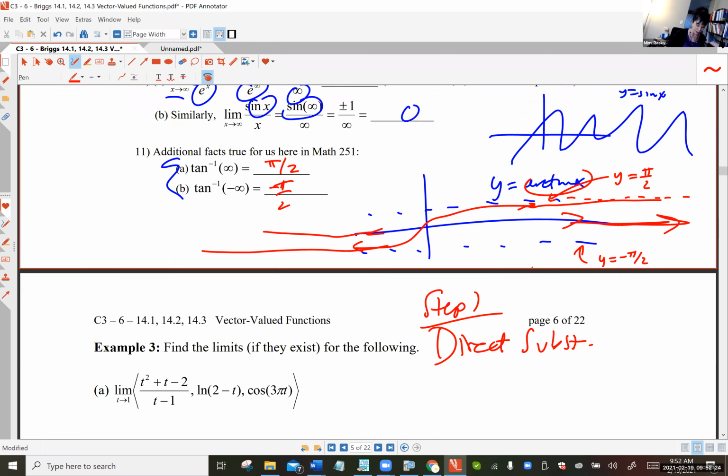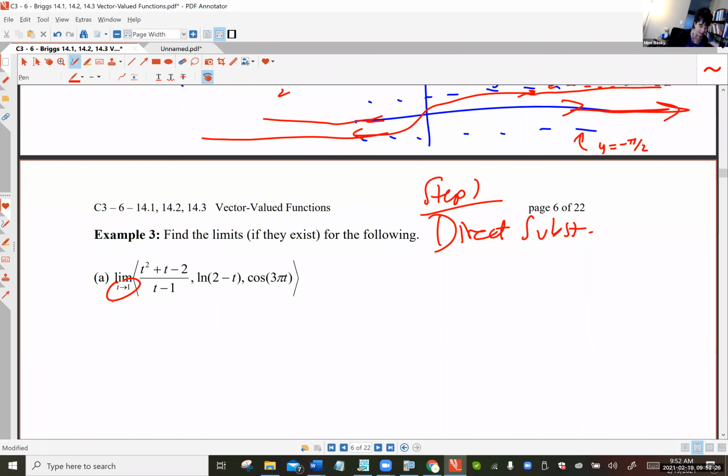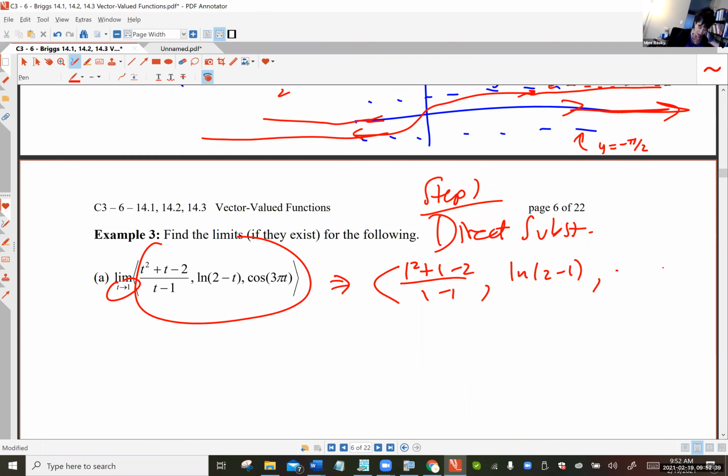Okay, so what do I mean by direct substitution? Here they're saying t approaches 1, and here's a vector valued function. So first up, direct sub. You go, what's 1 squared plus 1 minus 2 over 1 minus 1, ln of 2 minus 1, cos of 3 pi times 1, like that. Because that might actually give you answers. Like you may not have to do much work. You're like, hey, this is easy. Now, the first one, 1 plus 1 minus 2, I get 0 over 0. This is indeterminate. So we're going to have to do L'Hopital's rule on this one. We got more work to do.